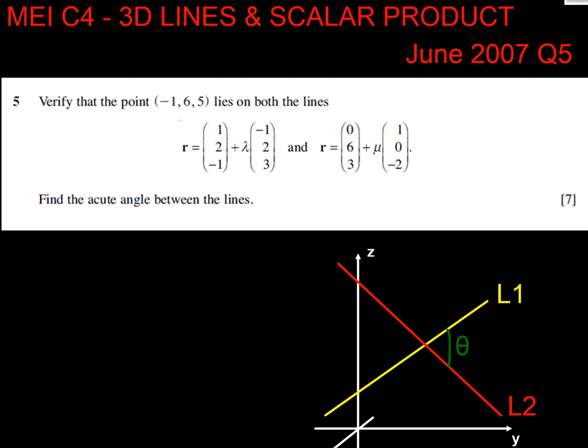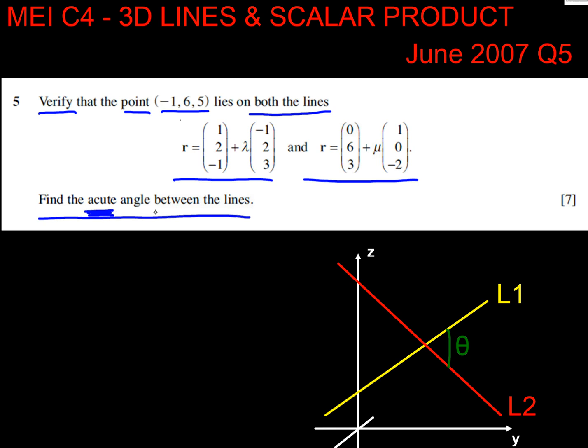So let's have a quick read of the question at the start. Verify that the point lies on both of the lines. So here's line 1 and line 2, and then there's a second part. Find the acute angle between the lines. Okay, so first part is to verify.